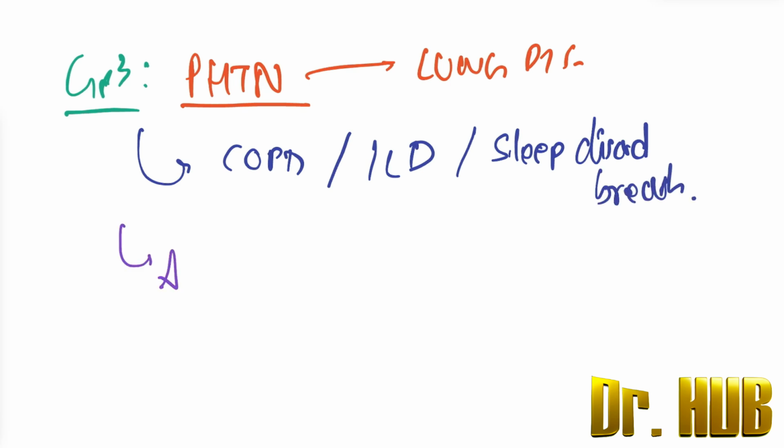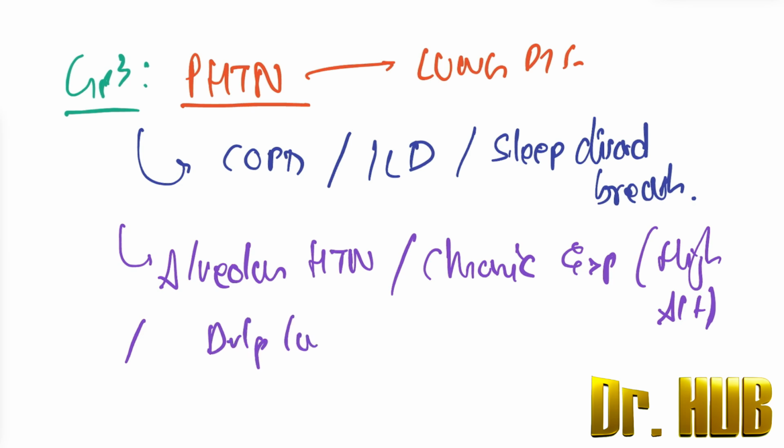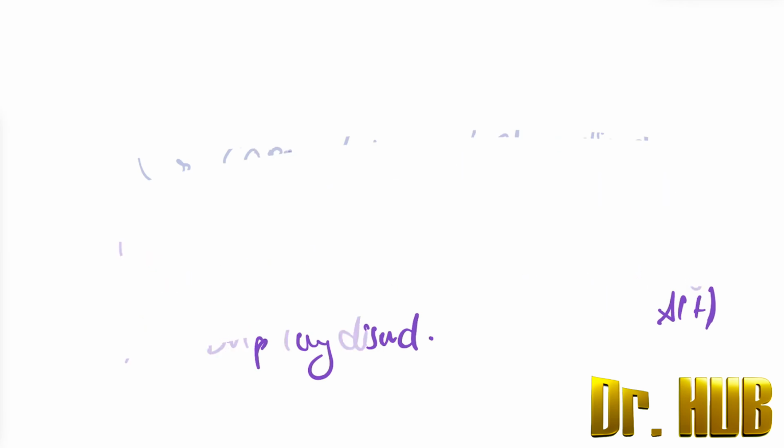Next, it includes alveolar hypoventilation disorders, chronic exposure to high altitude, as well as developmental lung disorders. So group 3 is associated with lung diseases such as COPD, interstitial lung disease, sleep breathing disorder, then alveolar hypoventilation, chronic exposure to high altitude, as well as developmental lung disorders.